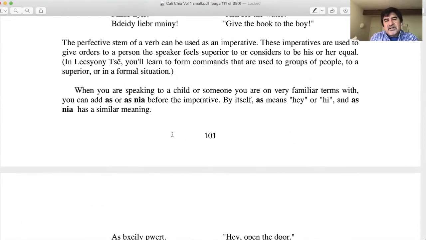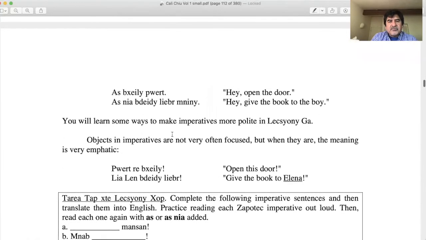When you're talking to a child or someone of your age or someone you're familiar with, you can add as, or asnia, before the command. By itself, as means hey or hi, and asnia means basically the same. So again, I'll pronounce those words for you. The first one is asnia. All right, and now here are some examples of how to use them. As, Schildpuert. One more time. As, Schildpuert. Next. Asnia, de lever am niin.